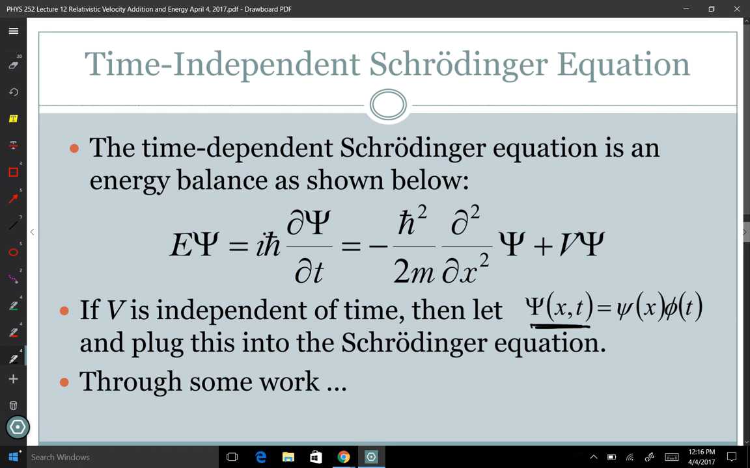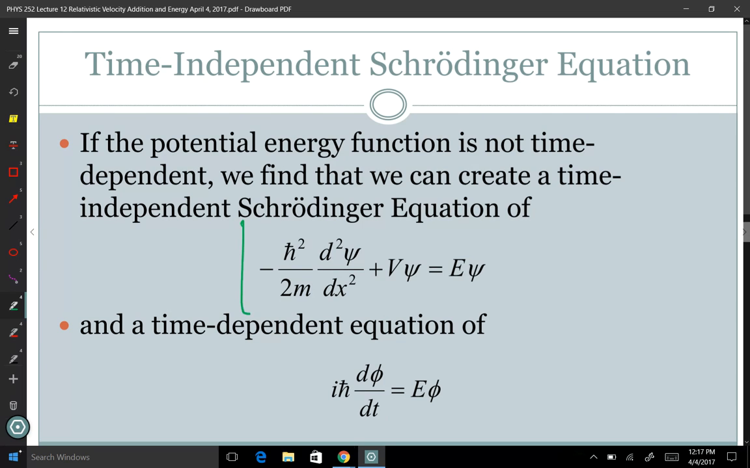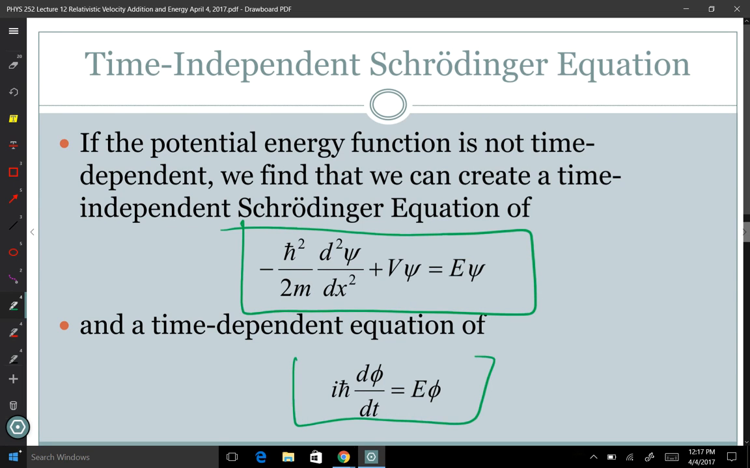If the potential is not dependent on time, so if V is not a function of time, that's usually the case, right? Gravitational potential only depends on elevation, not on time. Electric potential only depends on charges and separations, not on time. As long as the potential is not a function of time, then we can write our wave function as a product of one that's a function of time and one that's a function of position. Plugging that in, we can find two completely separable equations, one that is only in time and one that is only in position.